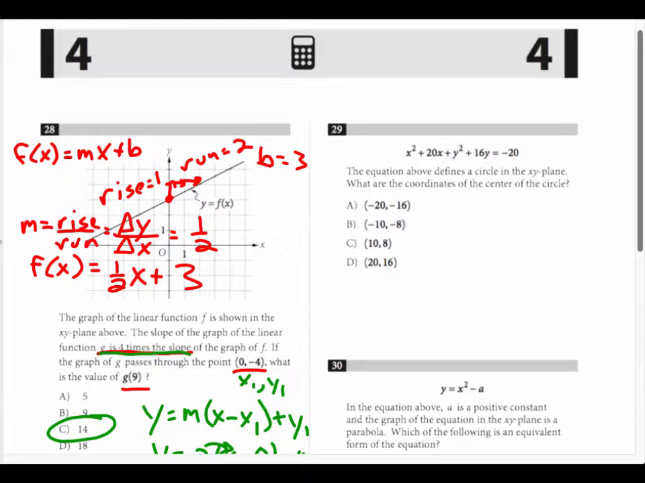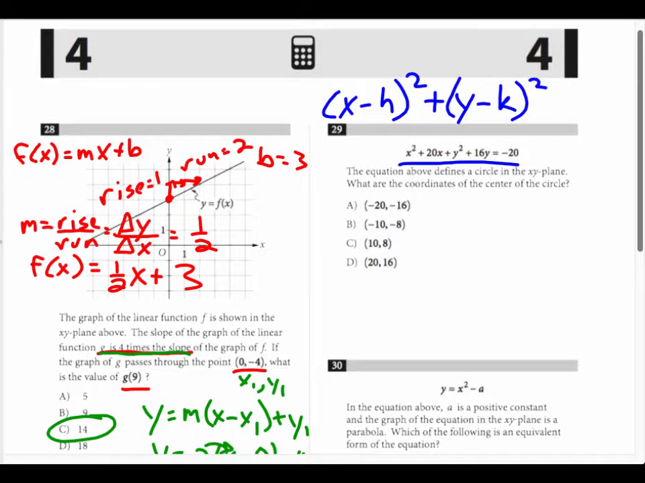29 is an equation that defines a circle in the xy plane. What are the coordinates of the center of the circle? Well, now here's an equation of a circle. But really, we're used to seeing this: x minus h squared plus y minus k squared is equal to r squared, where (h, k) is the center.